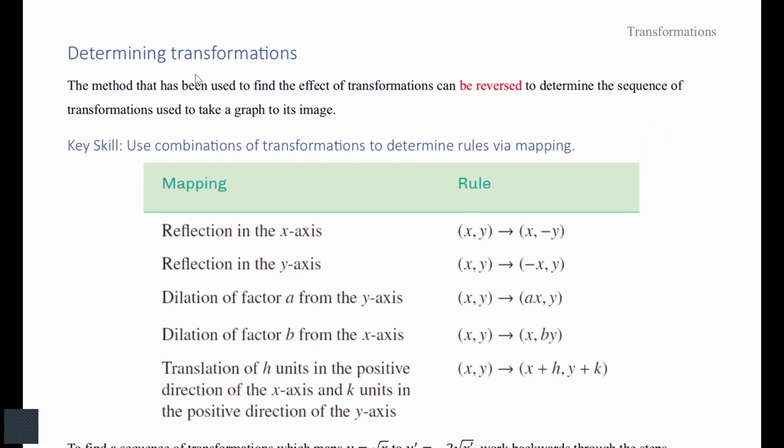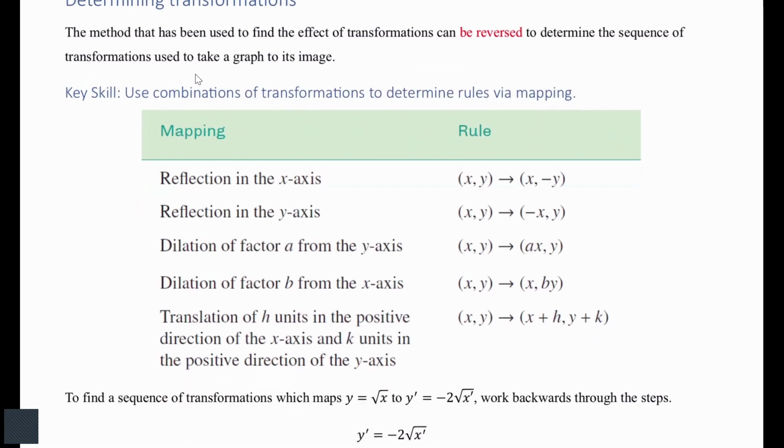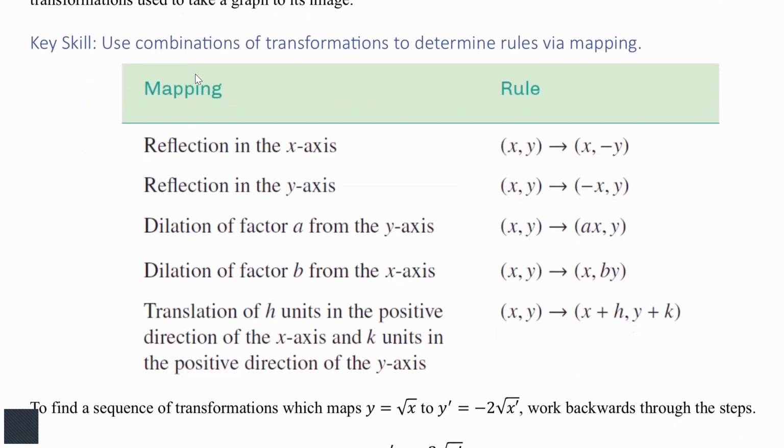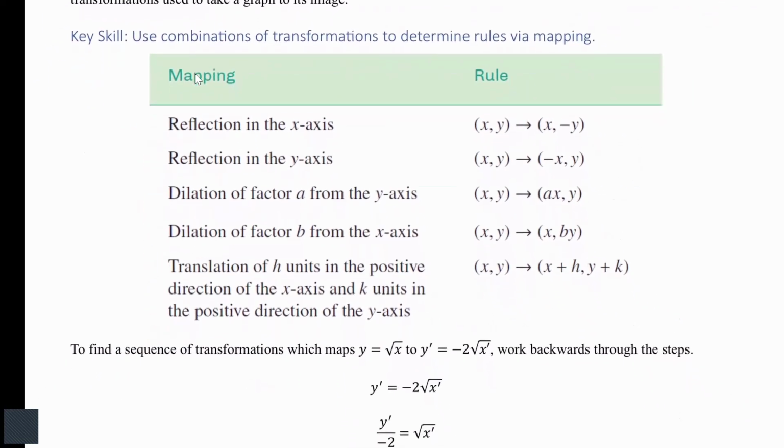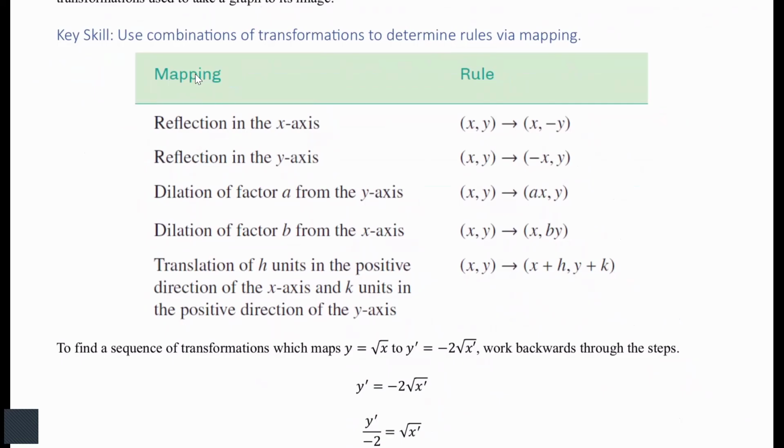Okay? Now, before we do that, let's summarize what we learned from mapping. And this is a table you might want to write down in your own notebook. So mapping has the following conclusions. And let's go. Reflection in x would reverse my y. Reflection in y will reverse my x. You just put a little negative sign in front of the coordinate. Okay? It's the coordinate, not the variable.